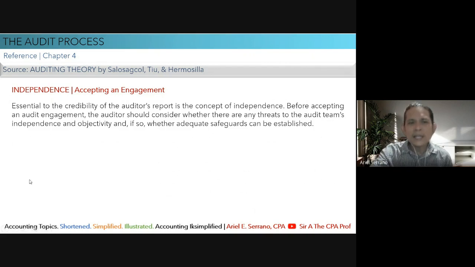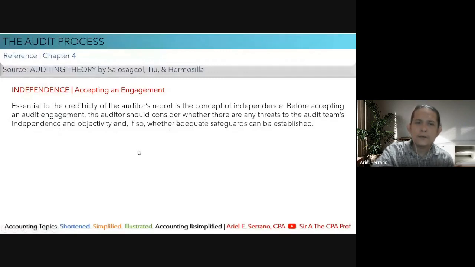Okay? So, essential to the credibility of the auditor's report is the concept of independence. Bago tumanggap yung auditor ng audit engagement, dapat i-consider niya kung meron bang mga threats to the independence. Hindi lang ng isang auditor, kung hindi, yung audit team. Okay? Because usually, for big companies, big auditing firms, they are working as a team. Whether there are any threats, no, to independence and even objectivity. And if so, meron ba tayong mga safeguards para makombat yung threats natin sa independence?